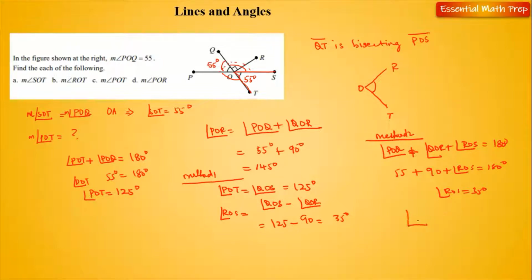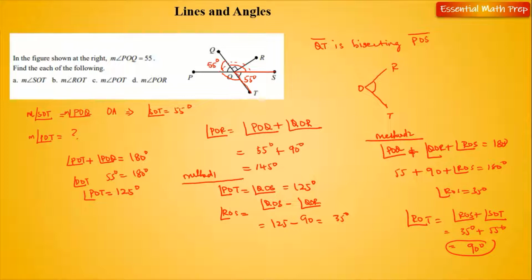That means angle ROT is nothing but angle ROS plus angle SOT. Basically, if you have a common point in the middle, then that's how you determine which two angles to add. ROT contains ROS plus SOT. It's sequential. We know ROS is 35 and we know angle SOT is 55. So 55 plus 35 is 90 degrees. So angle ROT is 90 degrees.